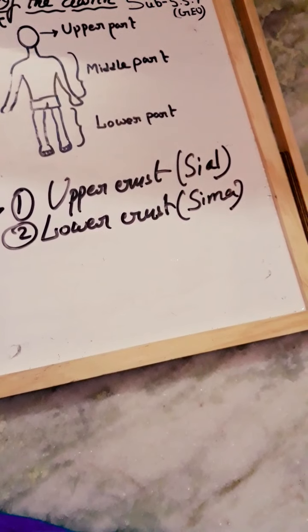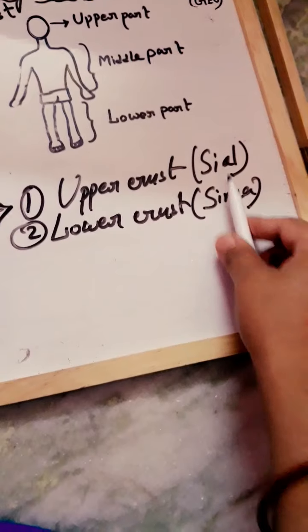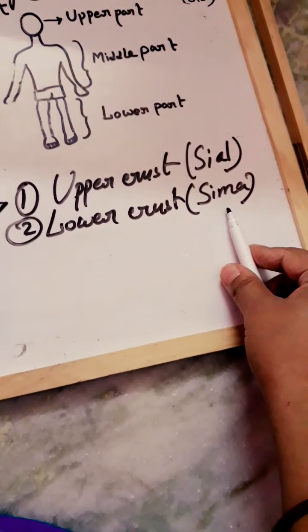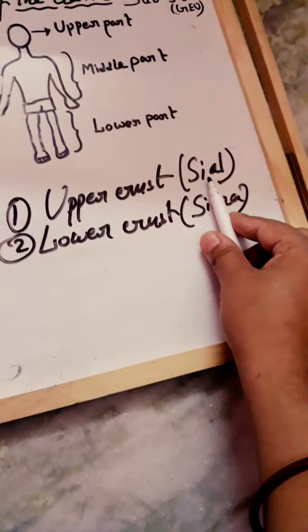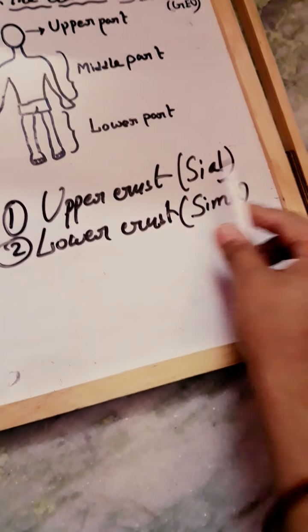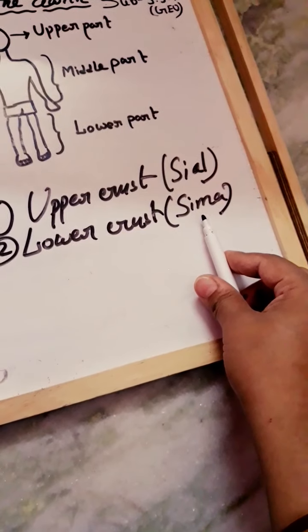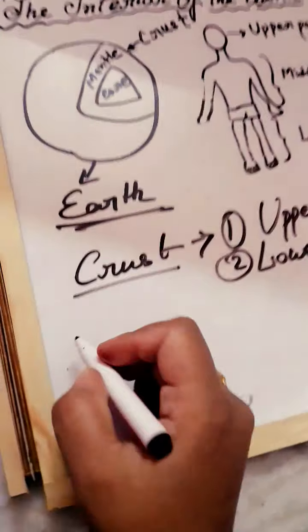Actually, the upper crust or Sial makes up the continent's floor, and the lower crust or Sima makes up the ocean floor. So Sial makes up the continent's floor and Sima makes up the ocean floor. This is the main difference. Our next point, mantle.